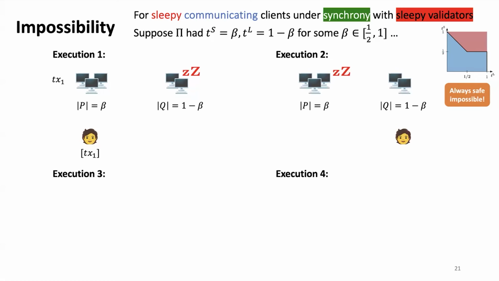Execution 2 is basically the same thing but mirrored. There's going to be another client. Now the nodes in P are asleep. The nodes in Q are awake. The nodes in Q get transaction 2. And then our client, by the same argument, has to output transaction 2.